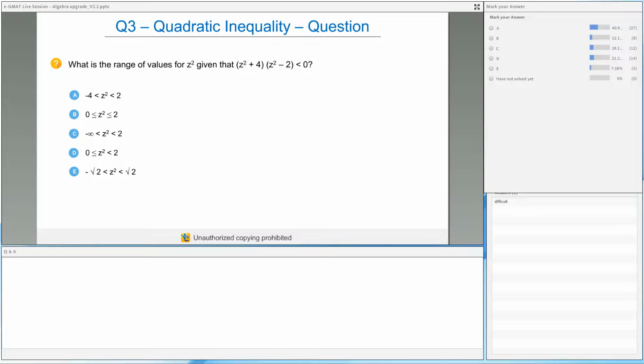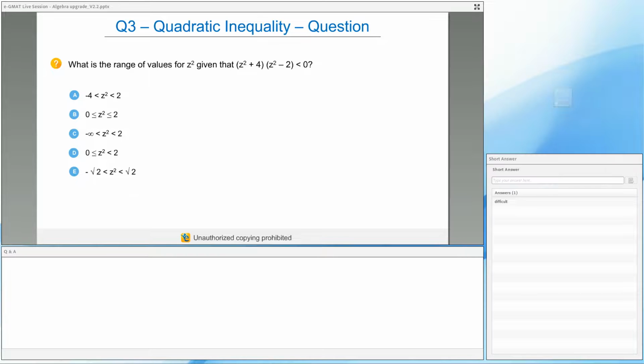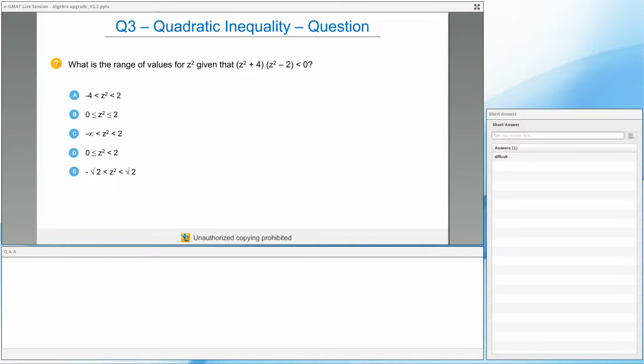Okay. Let me ask you a question before discussing the solution. Look at Z square. Okay, just focus on Z square and tell me, can Z square be negative?